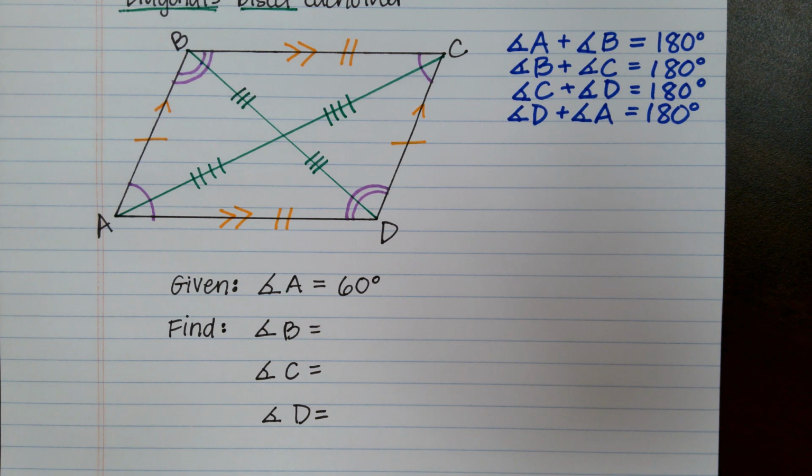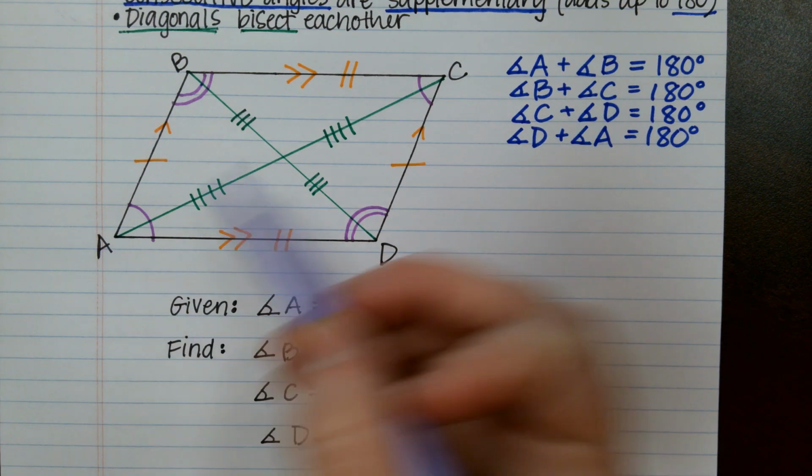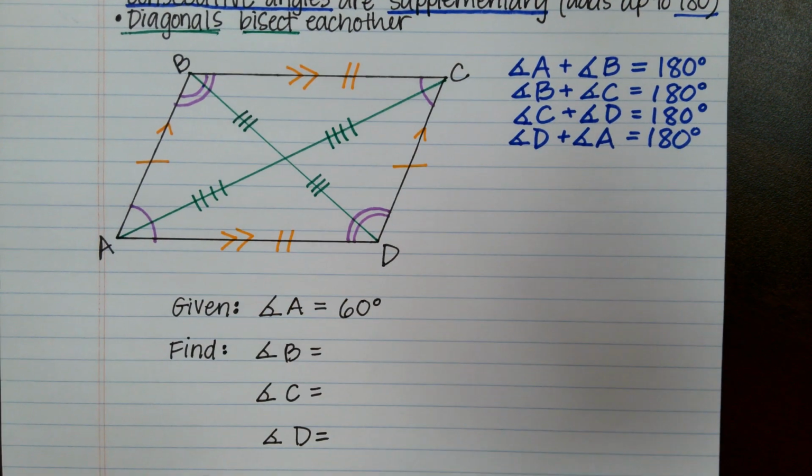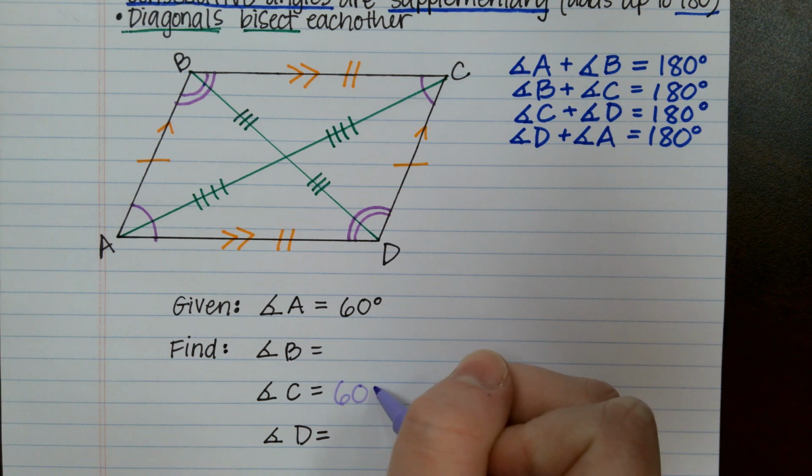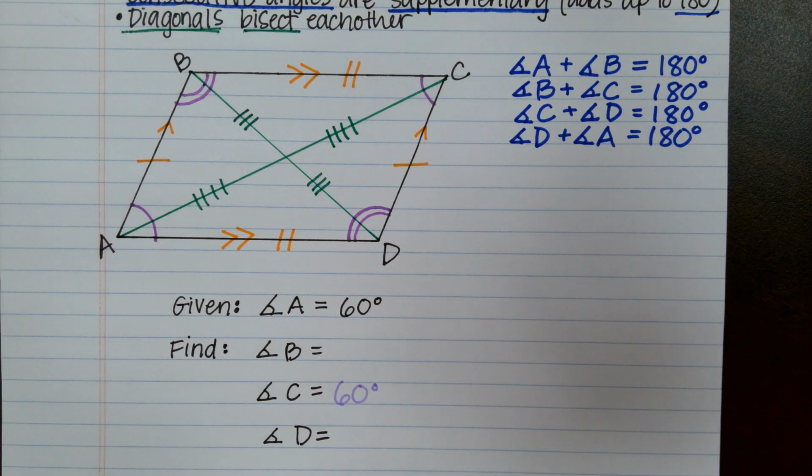Can we find out without doing any math? What do we know already? You can find C, and it is? You were about to say it. I interrupted you. Oh, C equals 60. Yes, C equals 60 degrees. And we know that because they're opposite angles, so they are the same. So C is 60 degrees.